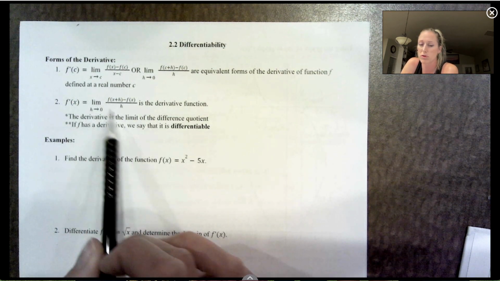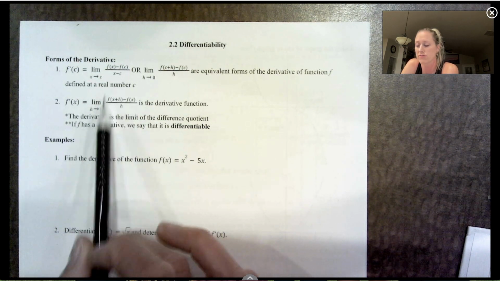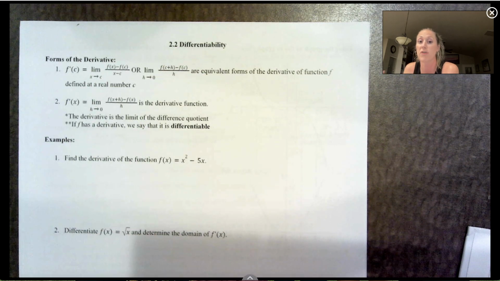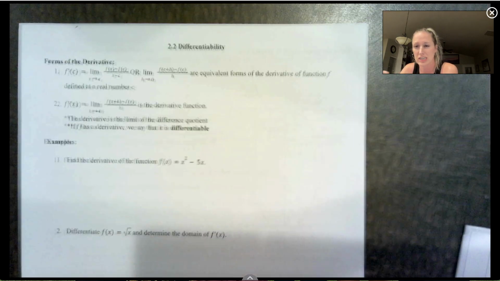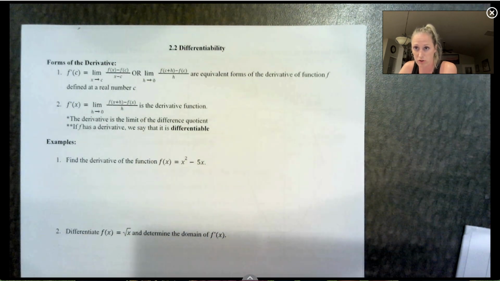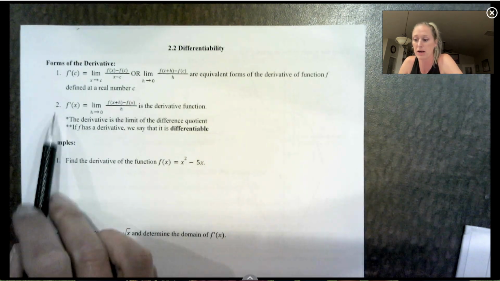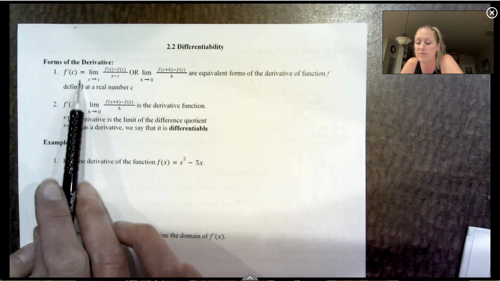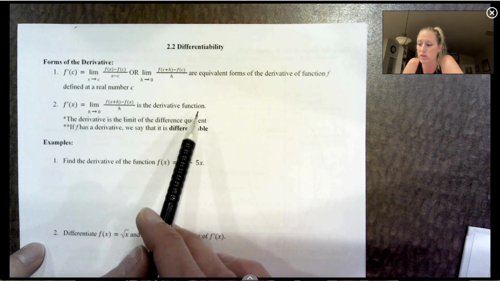Now, this should look familiar to you guys. This is the difference quotient. So the limit as h approaches 0 of the difference quotient is the derivative function. This is what I use if I want to find the derivative at a particular point. This is what I want to do if I just want the derivative function. We're going to practice the second one. You guys did a lot of the first one in 2.1. We're going to practice finding the derivative function.